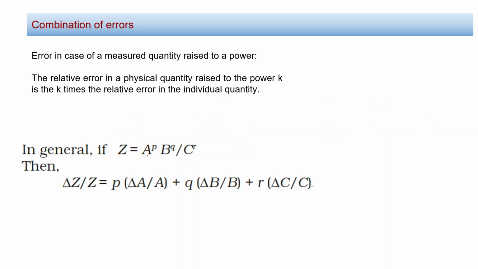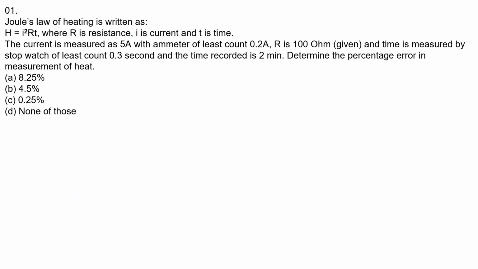This is the general rule: if there is some quantity z which is the product of a, b and division C, and they are raised to the powers P, Q, R respectively, then the relative error, or for percentage error we multiply by 100, the powers are multiplied with the relative error values. So this is how we deal with errors in this situation. Let's do one question to understand this.